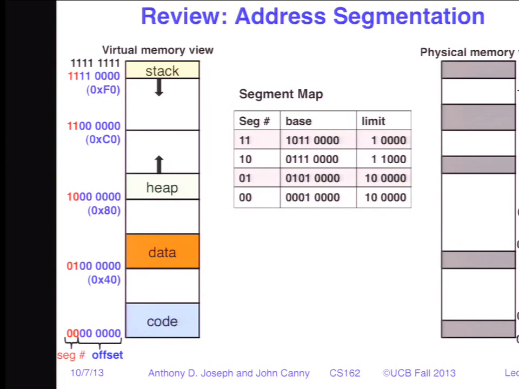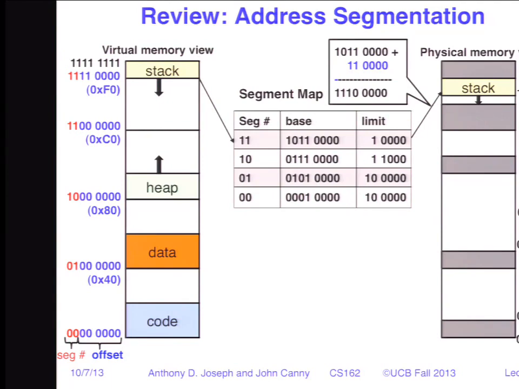So here we have our virtual memory view, right? So this is what a process sees. And here we have a segment map that maps us from this virtual view to physical memory, right? So the stack here is segment 1, and so that's mapped to a base of 1, 0, 1, 1, and then quadruple 0 with a limit of 1 quadruple 0. And so that maps us to this physical location. Similarly, our heap is segment 1, 0, and that maps us to 0, 1, 1, 1, 0, 0, 0. Okay, so right here in physical memory.